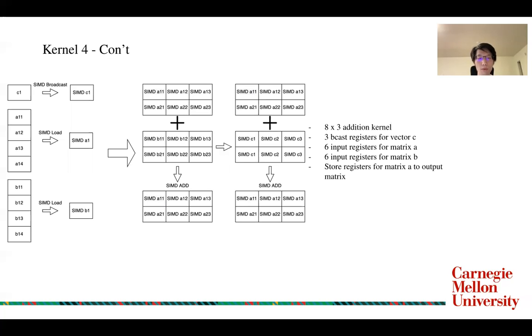And then we do SIMD add of A and B, and then store it in A. And then we do another SIMD add with A and C and store it into A. Finally, we store the values of the 6 input registers A into the output matrix.